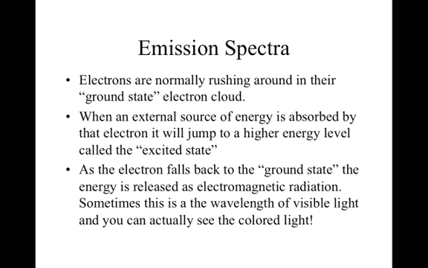And so, as I just said, electrons are normally rushing around in their ground state electron cloud. But if I apply energy, whether it's from a Bunsen burner or whether it's from some other electromagnetic radiation, an explosion, anything, that energy is absorbed by the electron. The electron moves to a higher energy state called the excited state. As it falls back to the ground state, the energy is released as electromagnetic radiation, and sometimes we can find that radiation in the visible light spectrum. And that is what we get colored light from.